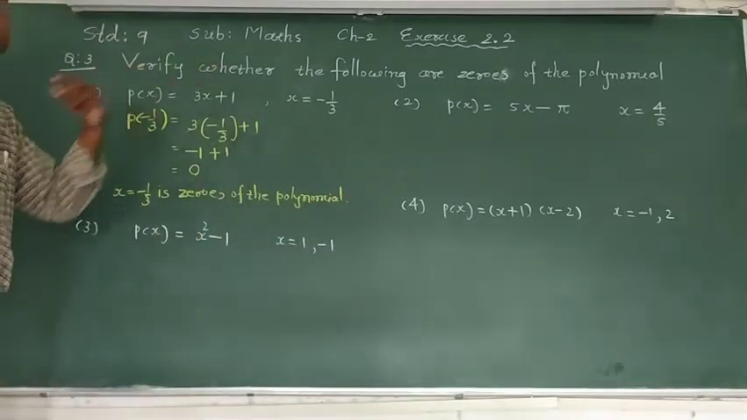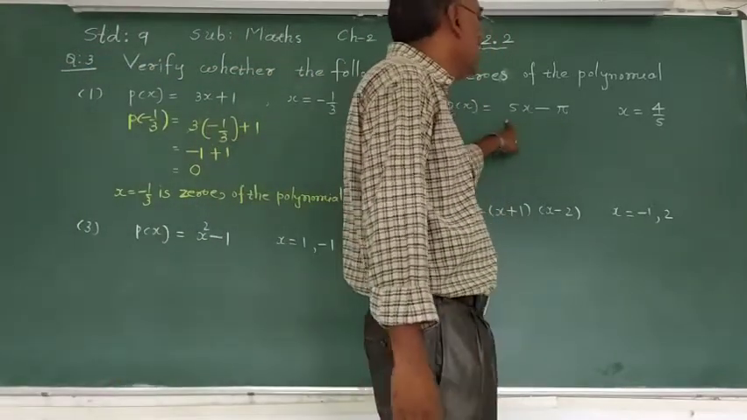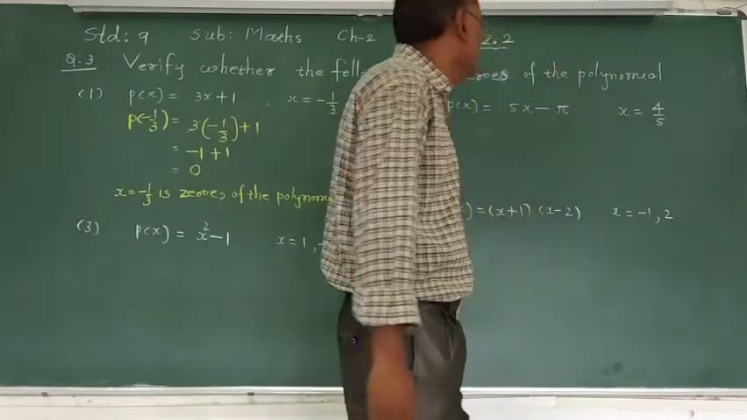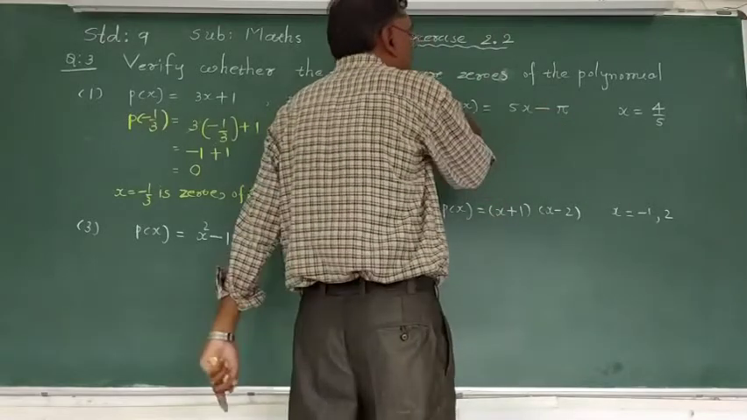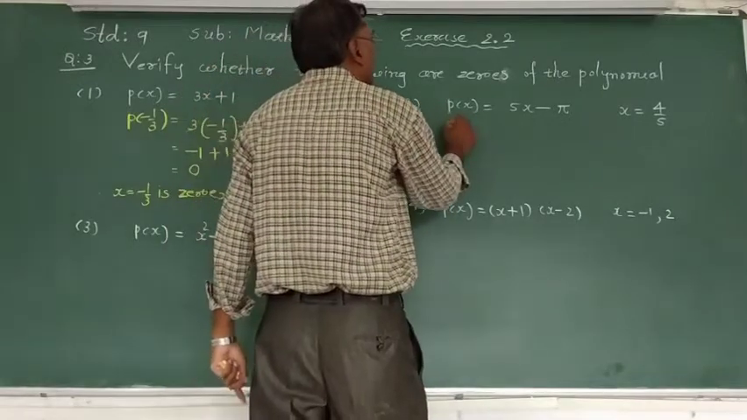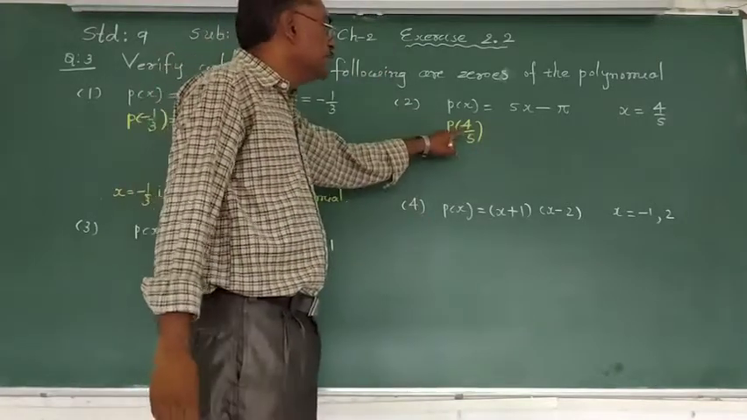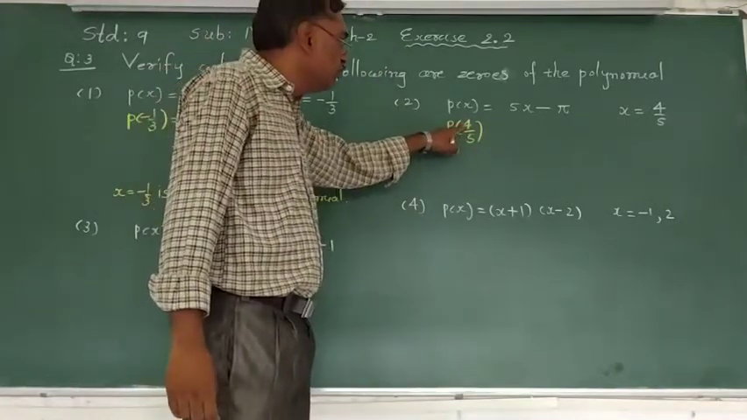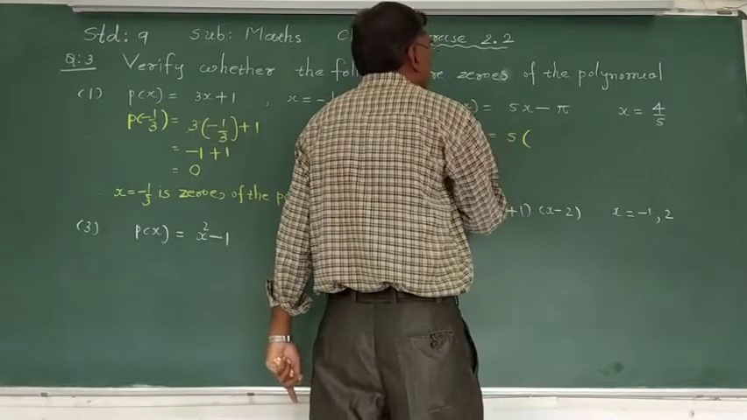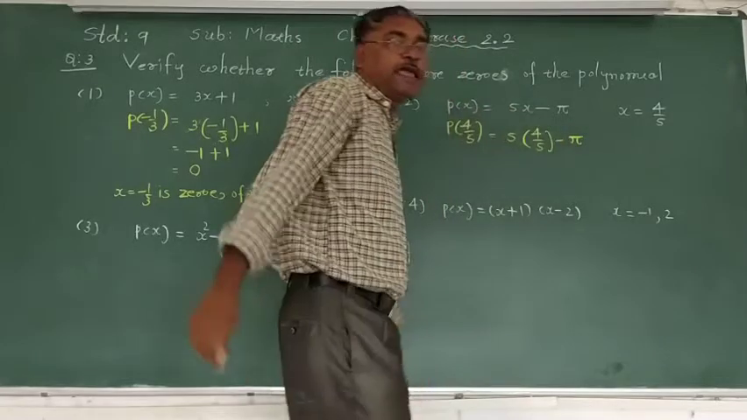Okay. Now second, p(x) equal to 5x minus pi. We have given here x equal to 4 upon 5. So put x equal to 4 upon 5 in place of x in the given polynomial. So p of 4 upon 5, 5 times 4 upon 5 minus pi.